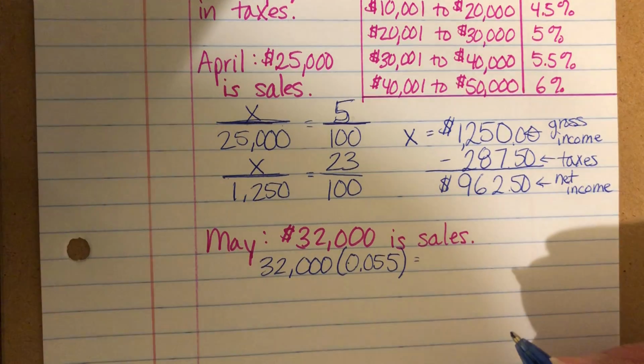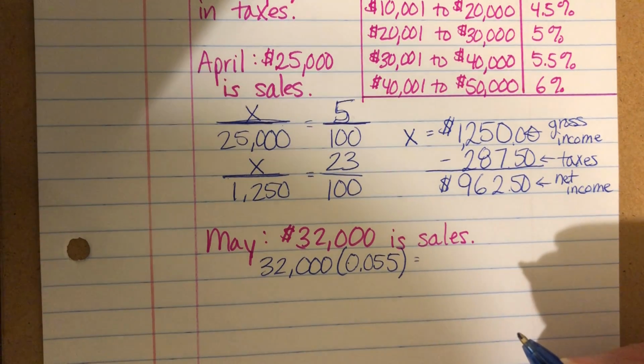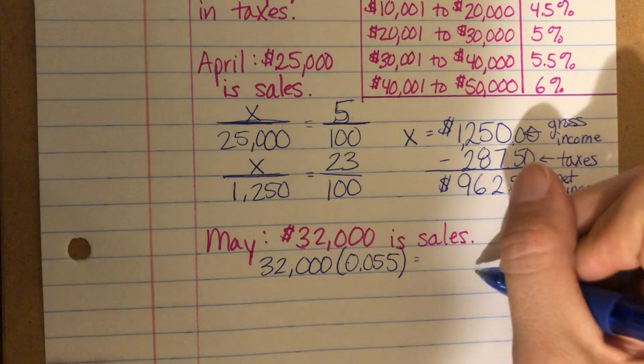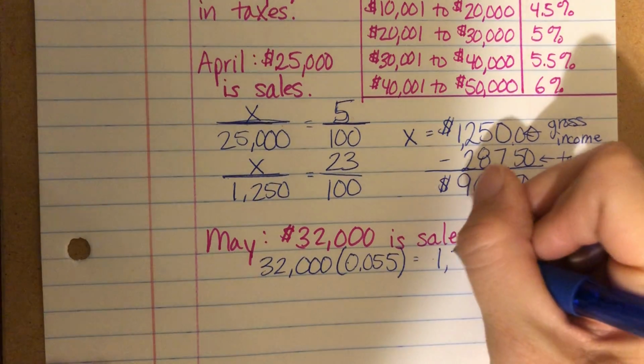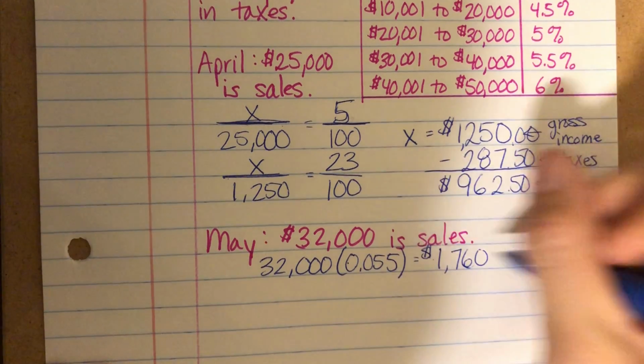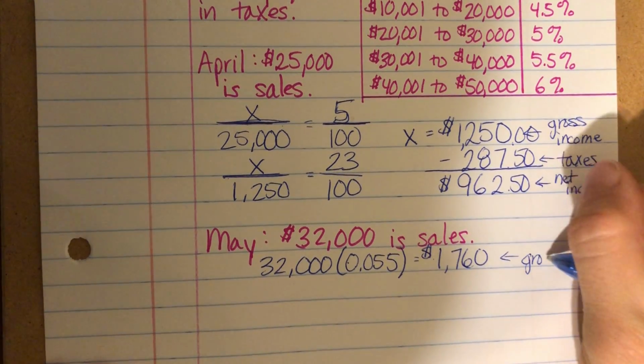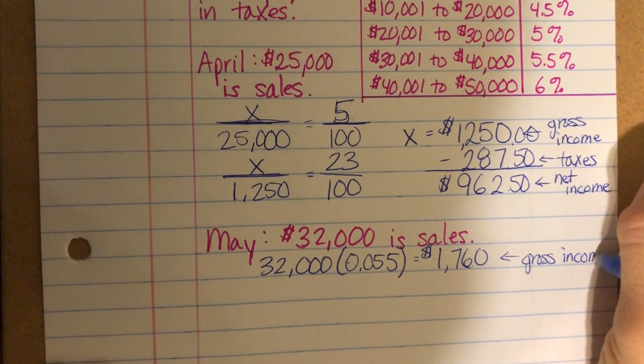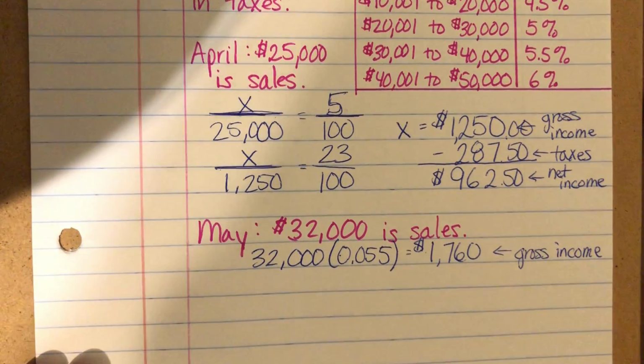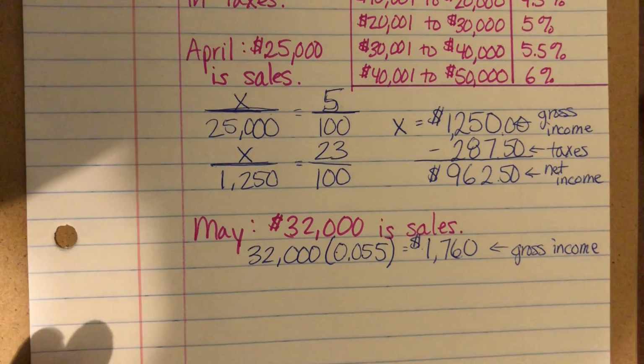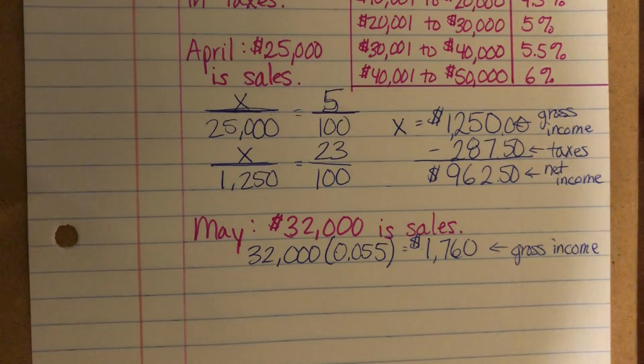Okay, so let me type this in and find out what our gross income is gonna be. So $32,000 times 0.055. Okay, so I'm getting that her gross income is $1,760. So this is her gross income. We got to keep working on remembering our vocabulary too. Isn't it gross that she doesn't get to keep all that money? Okay, hopefully that helps you remember.